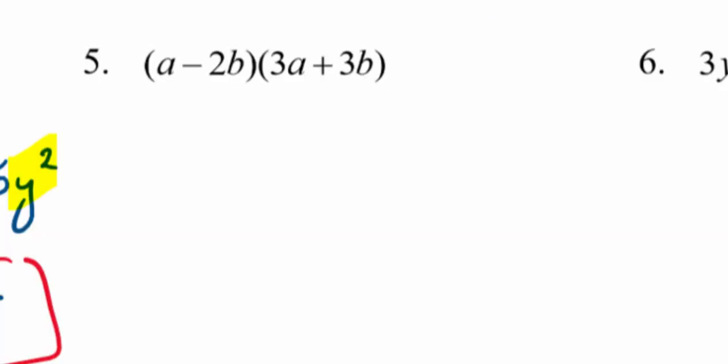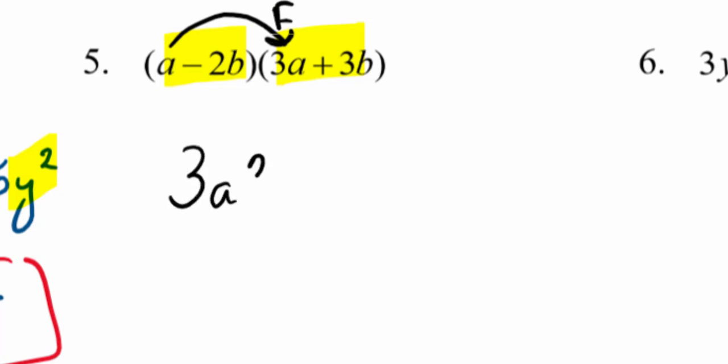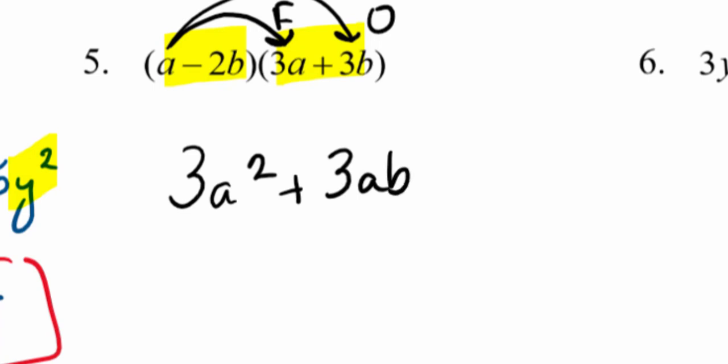Okay, number 5, same idea. Here we have our two binomials. They have two variables, but we're going to do the exact same thing. We're going to multiply the first. So that's going to give us 3a squared. The outside gives us a positive 3ab. A times B. Okay, and then looking here at the inside, we have a 3 times a negative 2. That's a negative 6ab. And you could have written BA or AB because they mean the same thing. The order in which you put the letters does not matter.